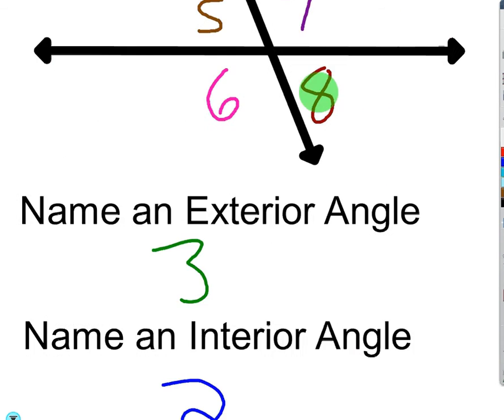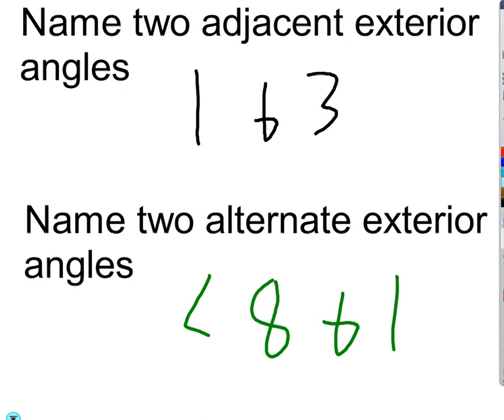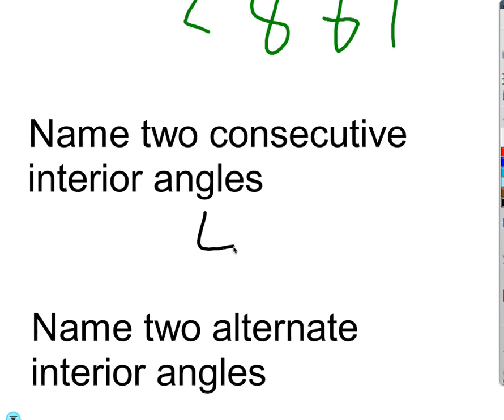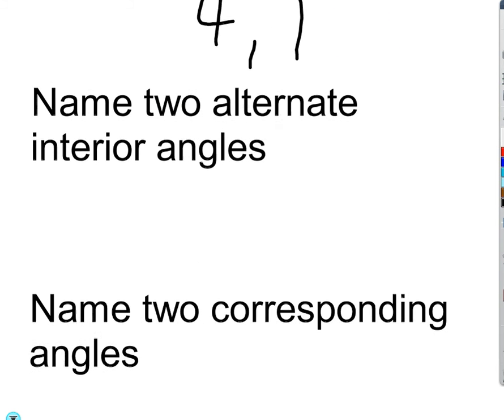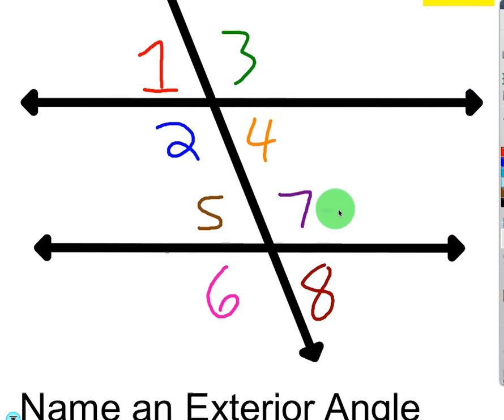Two consecutive interior angles. Consecutive interior. Remember, consecutive means what? Facing each other. So 4 and 7 or 2 and 5. Good. It's different than corresponding, right? Two alternate interior angles. Who wants to share that one? Alternate interior. Anybody? Yeah? 4 and 5 or what? 2 and 7. They alternate. They don't face each other, but they're still on the inside.